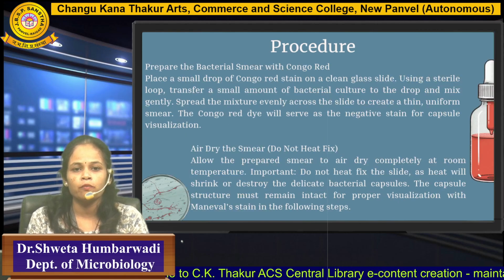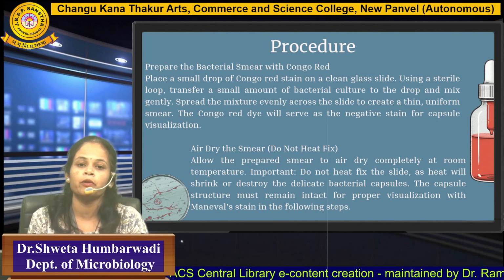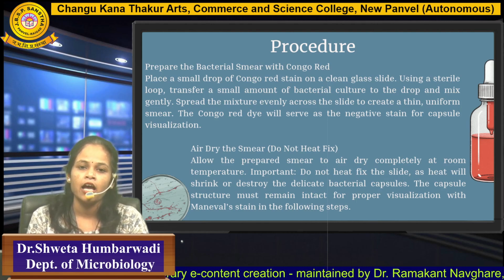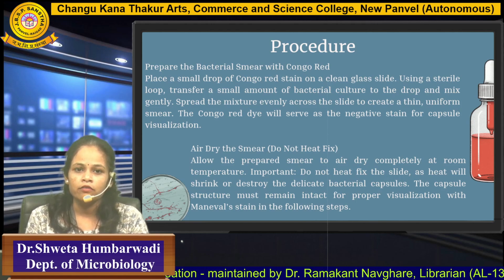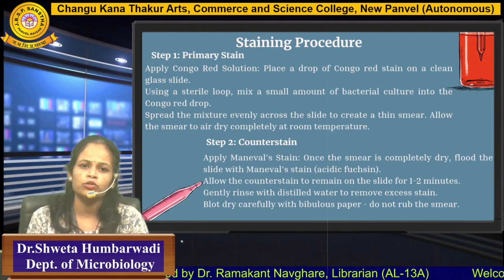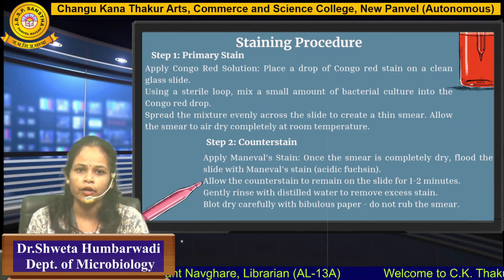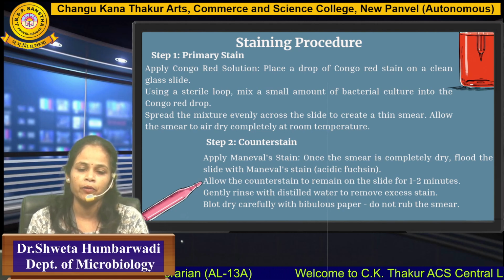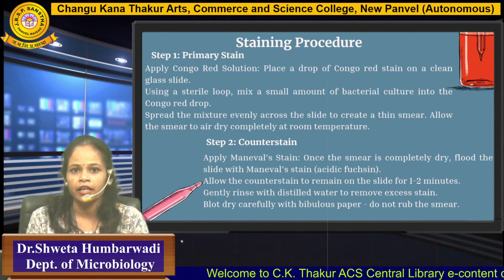For washing purposes, we will use distilled water. So what is the procedure of this capsule staining? First, there are two parts. First, you have to prepare the bacterial smear with Congo red, which is the acidic stain, and then stain this smear with the counterstain, which is nothing but Manevel's stain. In this, first you apply one drop of Congo red to the bacterial culture, then prepare a thin smear over the slide, then air dry it.